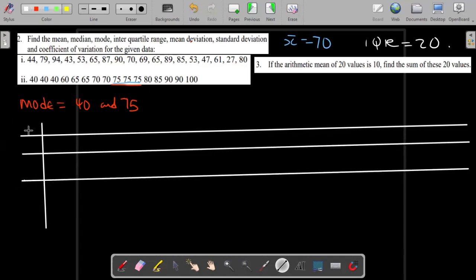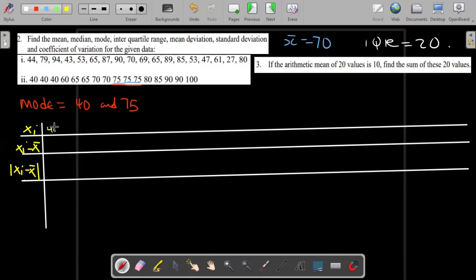Okay, and then let's put xi there. And then here we're going to put xi minus x bar. And then there we're going to put modulus of xi minus x bar. All right, and then from there we can start now putting these values here.